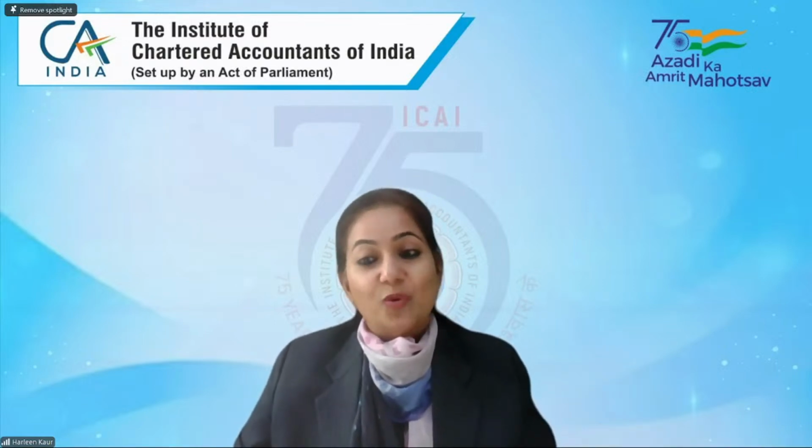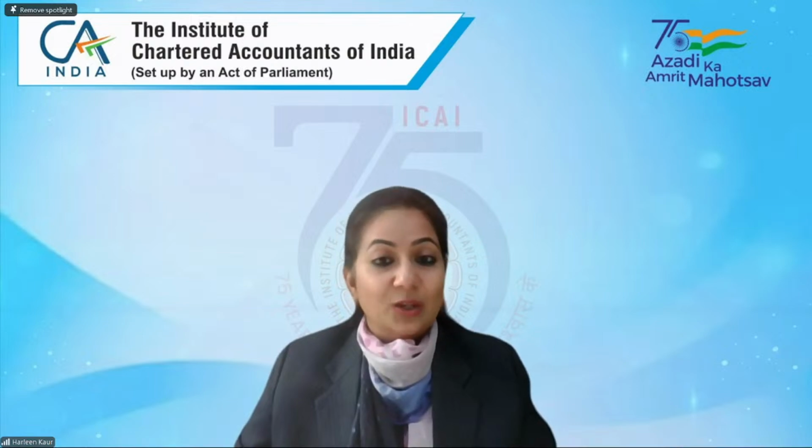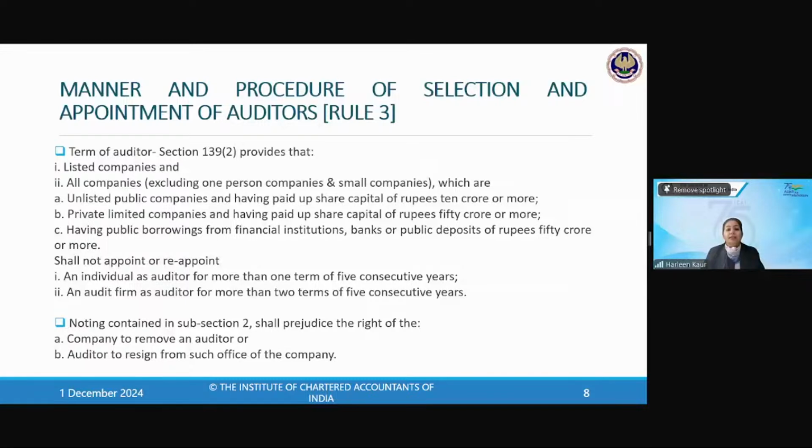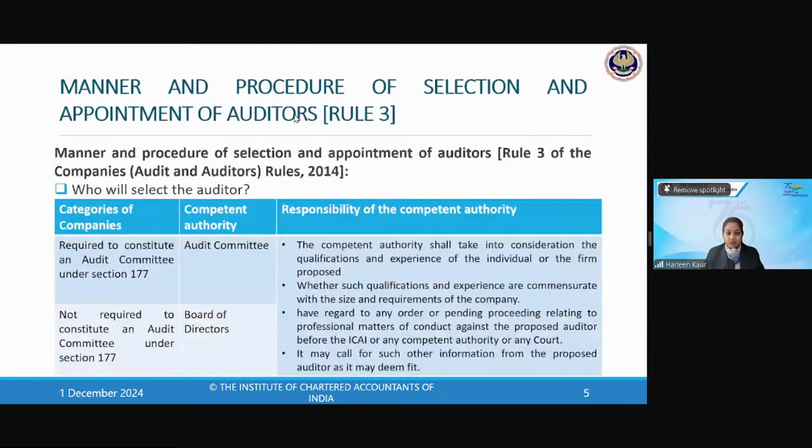So as always, before proceeding further, I'll be asking you certain questions just to find out how much you have revised. And then we will be proceeding ahead towards section 142. So section 140, 139 was completely done in the previous session, children.